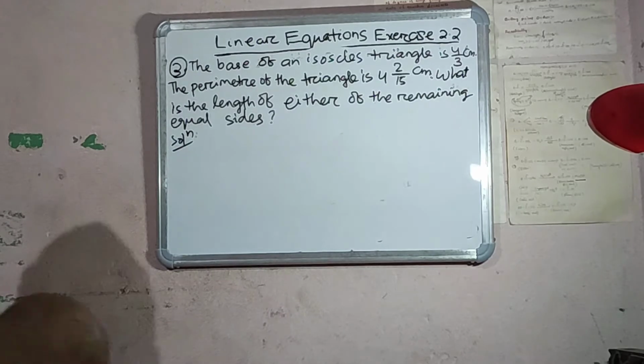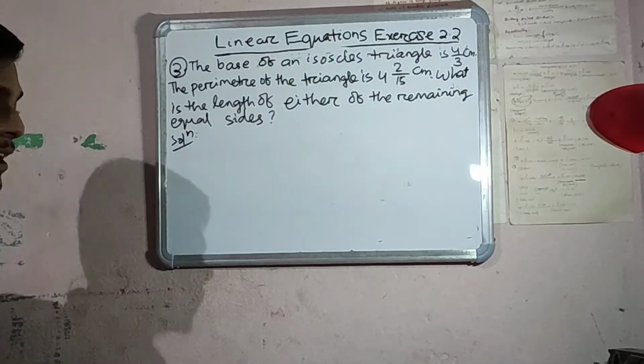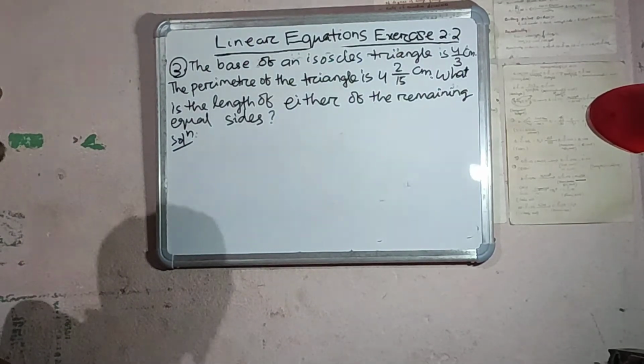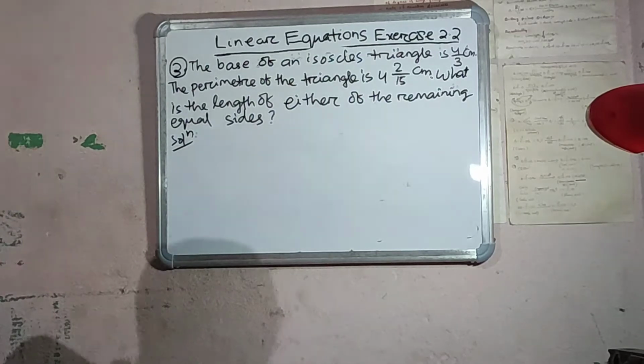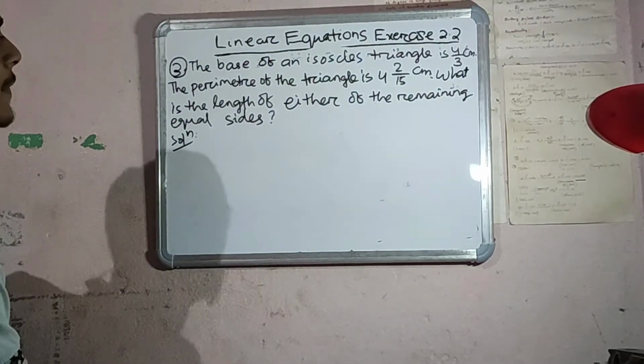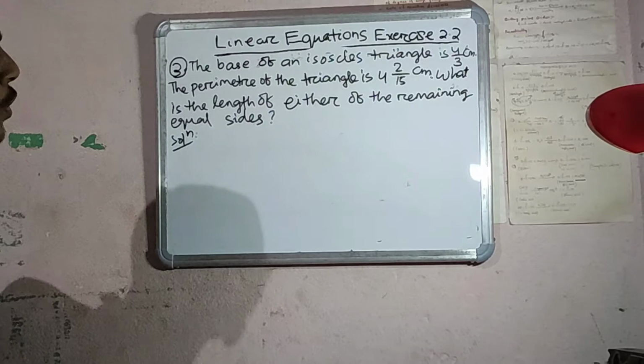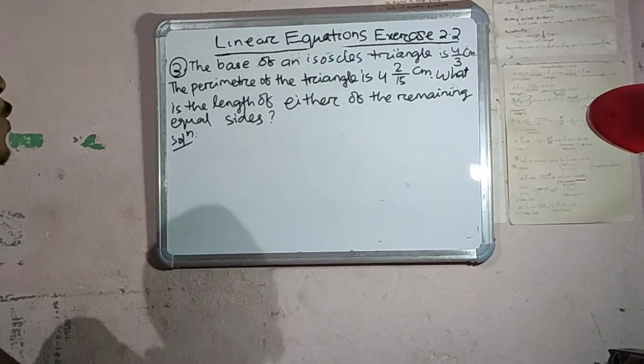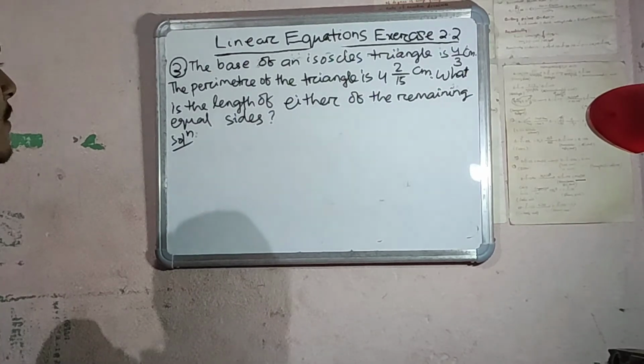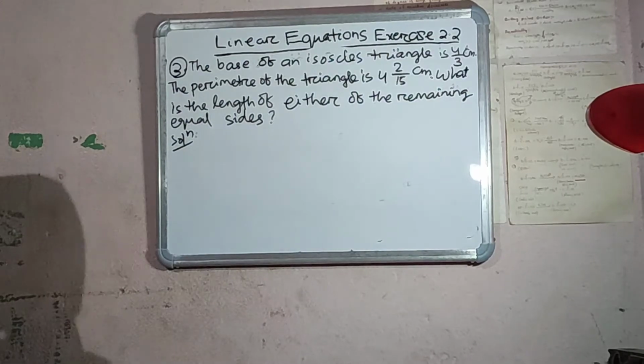The next problem is question number 3. The base of an isosceles triangle is 4 by 3 centimeter. The perimeter of the triangle is 4 2 upon 15 centimeter. What is the length of either of the remaining equal sides?